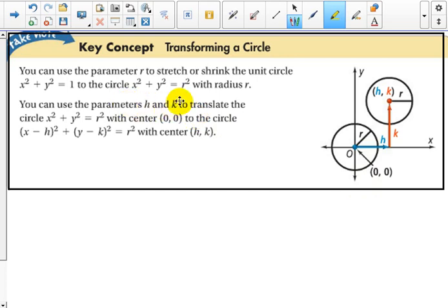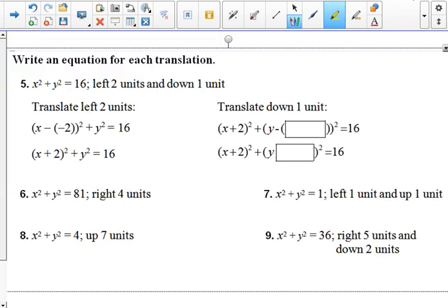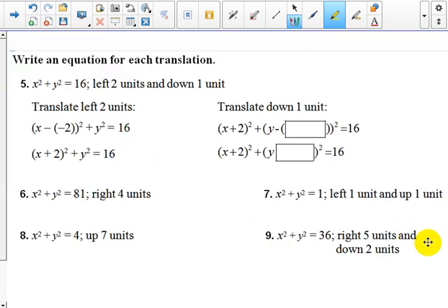Okay, and then h and k translate our circle, the horizontal and vertical movement. So just another way to look at that. Okay, so now let's look at our workbook page again. Let's look at 5, 6, 7, 8, and 9. And let's look at the first one and work that together. Number 5 says, write an equation for each translation. That's what we're doing for all of these. It doesn't ask us to graph it, so we're just writing the equation.